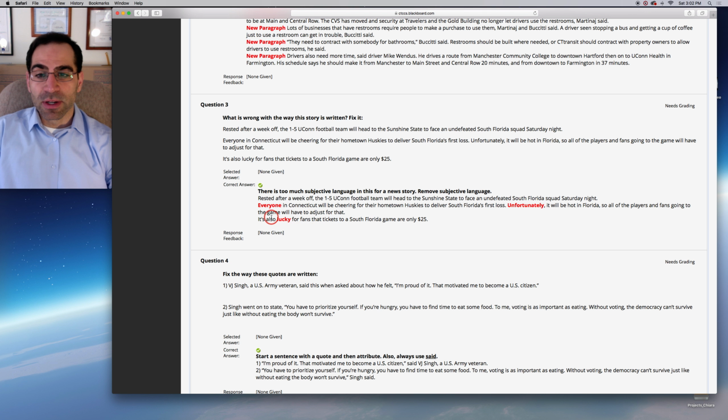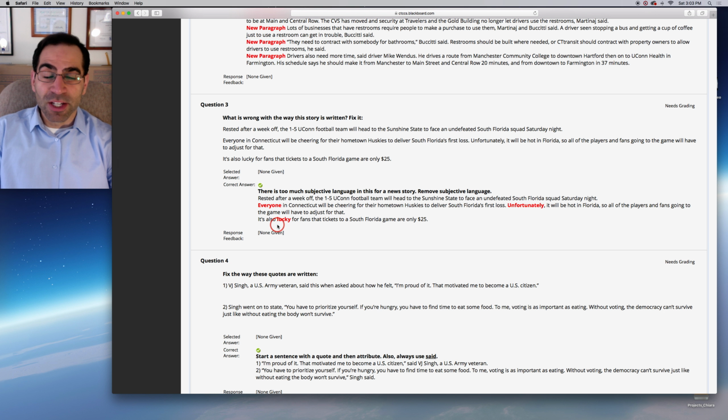And then the last one: it's also lucky for fans that tickets to the South Florida game are only $25. $25 is pretty cheap, right? And I think that is a good deal. But saying it's lucky for fans, maybe for some fans $25 is a lot. Maybe that's not a good deal for them. Maybe it's expensive because they have to get a plane ticket down there, and so they can't afford that. My point is, there's no reason to put in subjective language like "lucky."